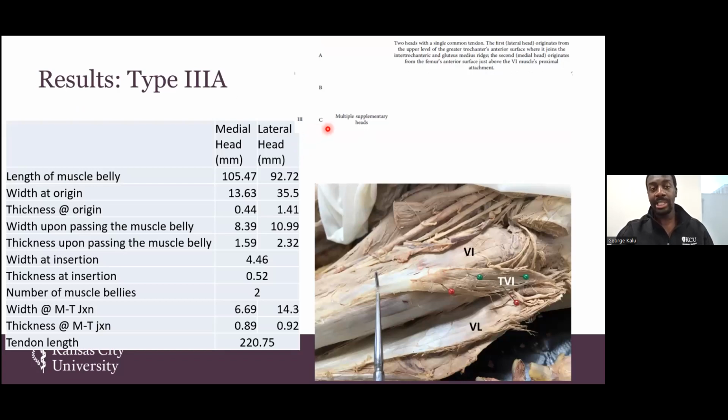The next one was the type 3A. And so the type 3A TVI is where we have multiple heads. In this case, we have two heads with a single common tendon. And they run from the greater trochanter and join with the quadriceps tendon. And so here we see two different heads on our TVI. Again, here's intermedius, here's lateralis. Here we see the first head indicated with the green pin. And then we kind of see this line here indicating this break point. And here's our second head indicated with the red pins. And we see them joining and forming a common tendon just distally to that.